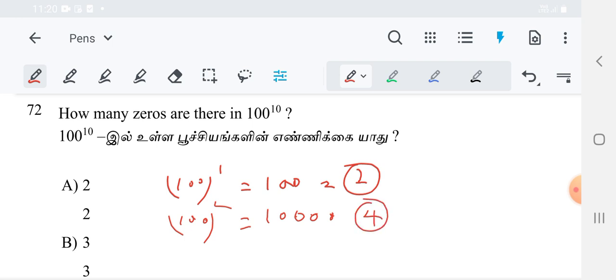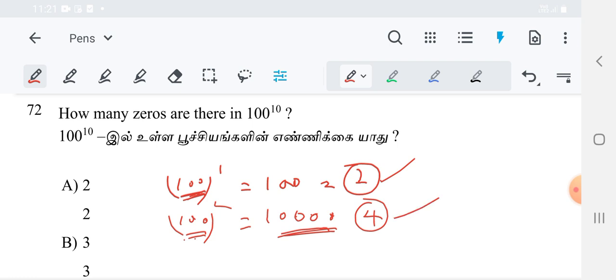How to get this 4? Here, the number of zeros is 2. The number of zeros is 2 into the power number. 2 into 1 is 2, we will get the answer. In the same way, here the number of zeros is 4, 1, 2, 3, 4, and power 2. Here the number of zeros is 2, and 2 power 2 is 4.